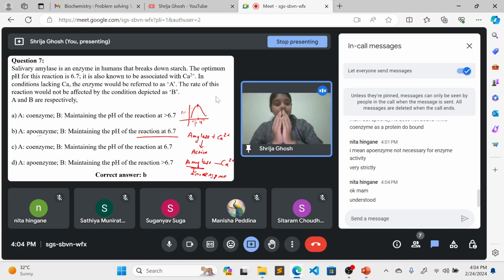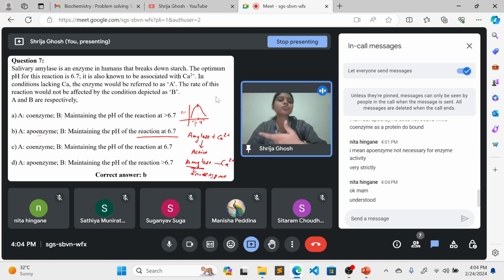So apoenzyme means if you remove the cofactor from the protein, the remaining part of the enzyme is called the apoenzyme. You add the cofactor again, and the enzyme will be completely active, and it is called the holoenzyme. So two parts. This cofactor that is binding to the enzyme and getting released, in this case calcium, is called the coenzyme or the cofactor.